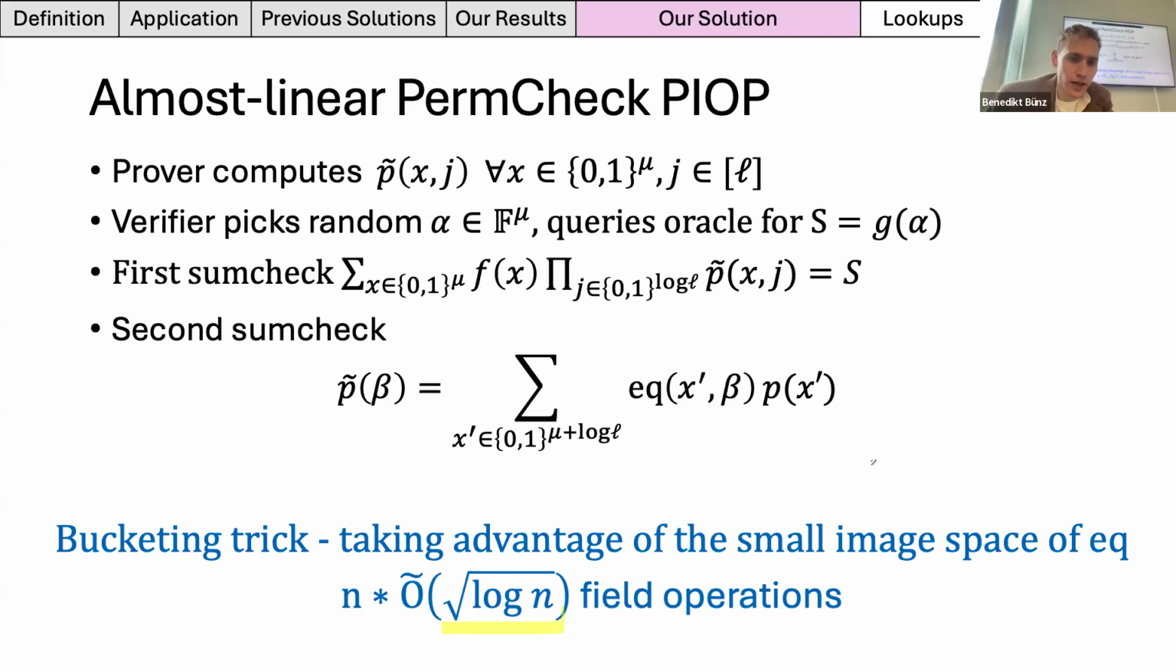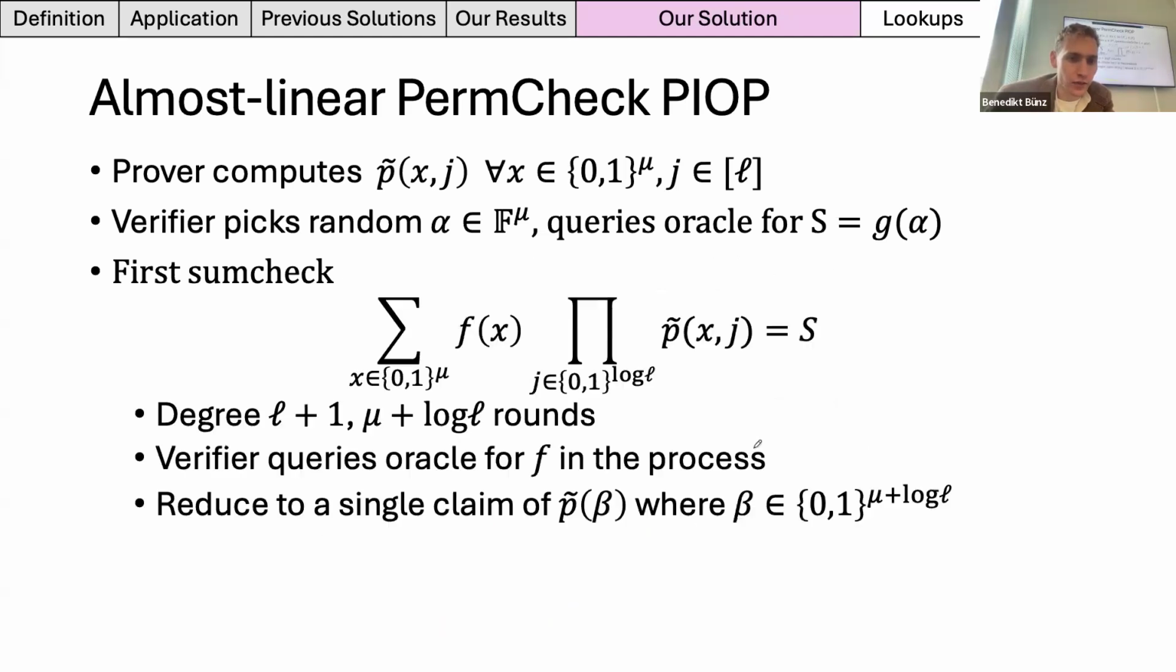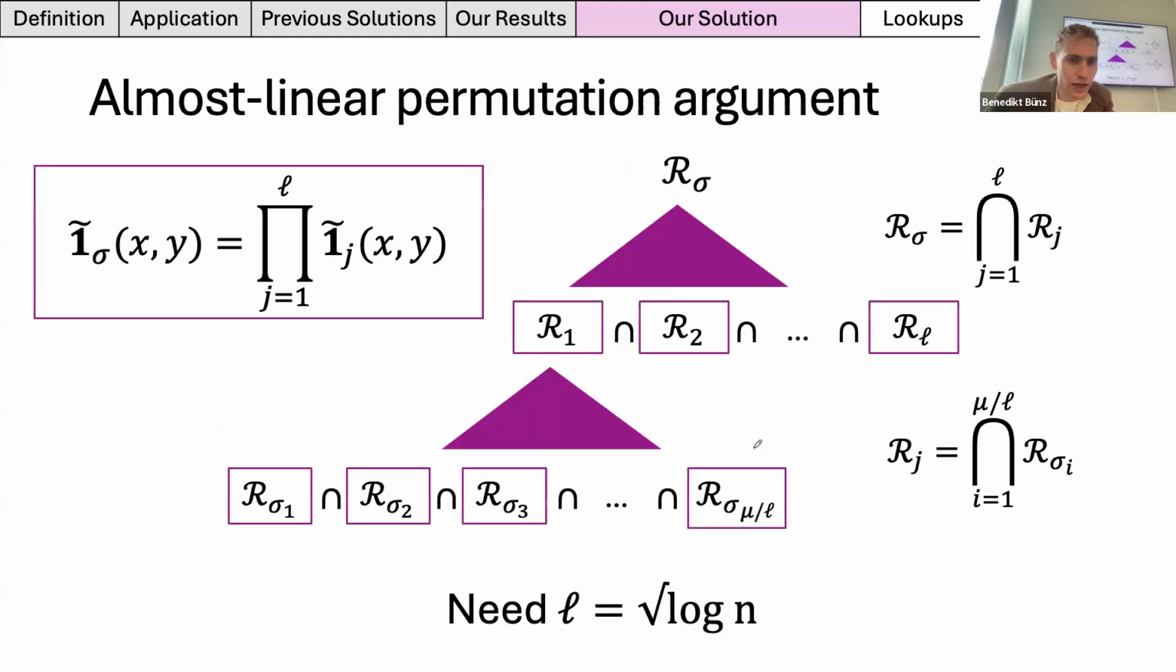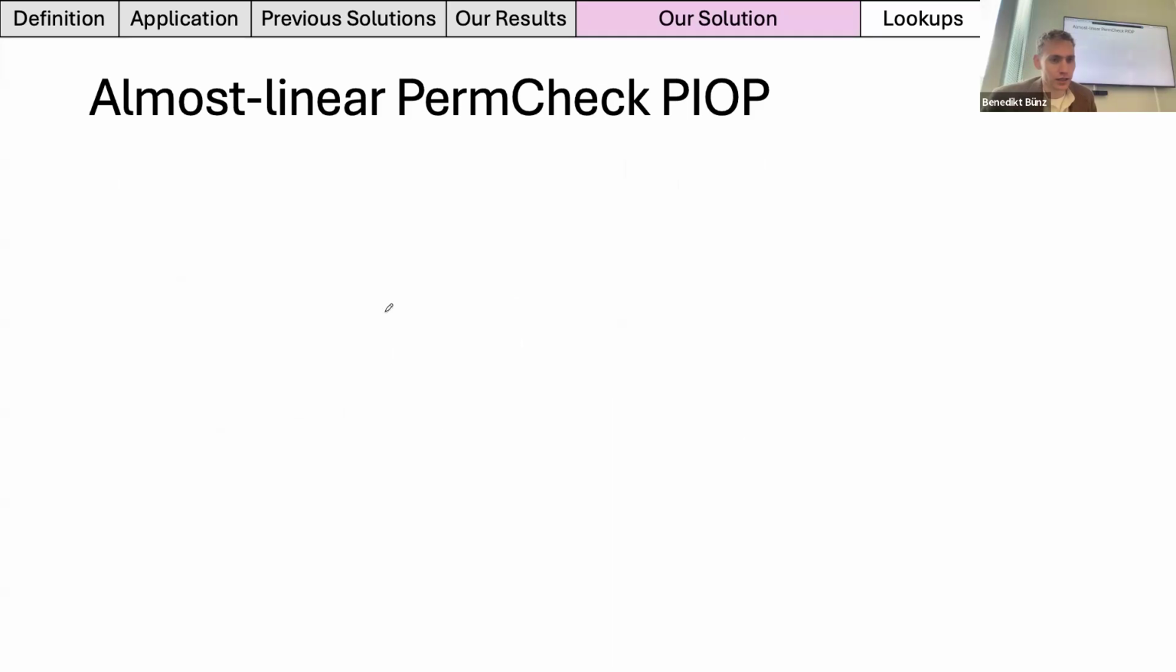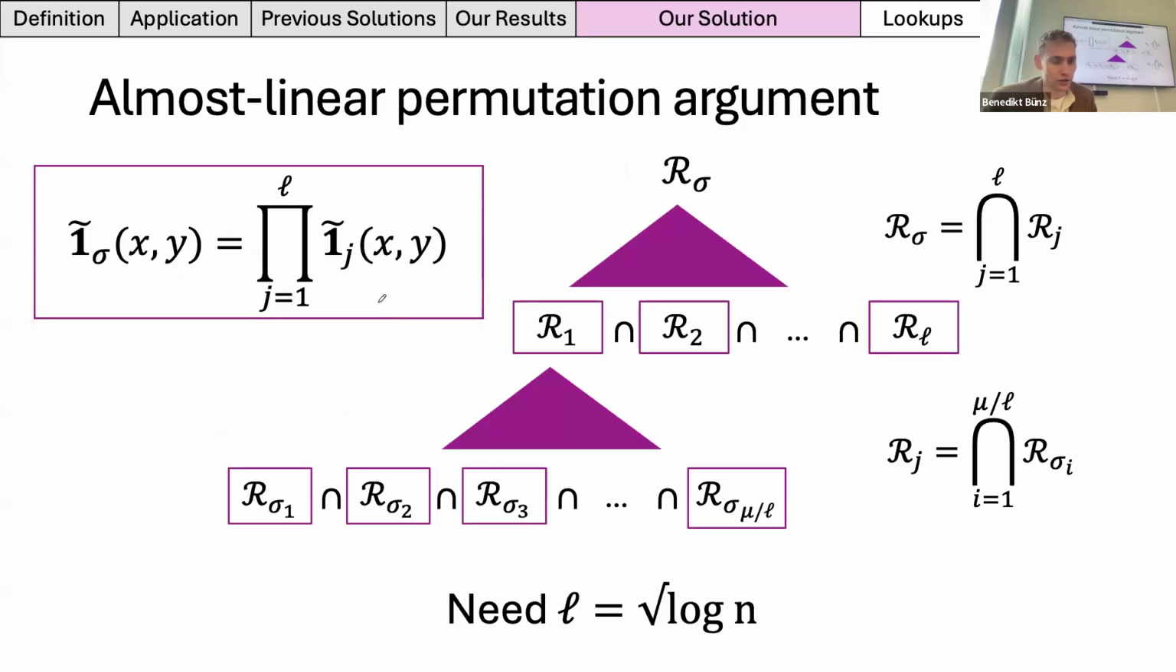One main thing that we have to take advantage of is that if we look at these polynomials, these extensions of one, if we look at the image space, it's all just zeros and ones, right? So I'm running a sum check over a product of polynomials that are only zeros and ones. It's a really, really constrained image space.